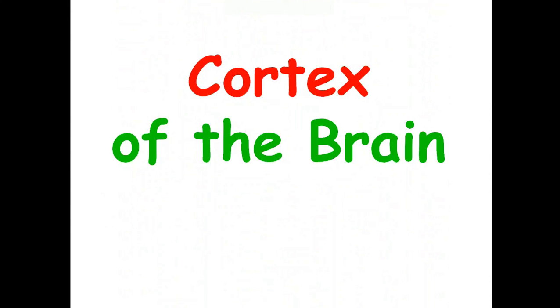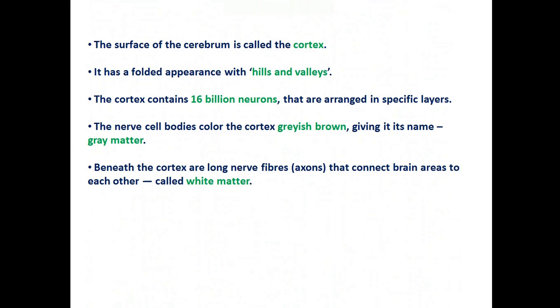So the first structure is the cortex of the brain. The surface of the cerebrum is called the cortex. It has a folded appearance, with hills and valleys. The cortex contains 16 billion neurons that are arranged in specific layers. The nerve cell bodies color the cortex grayish-brown, giving it its name, gray matter.